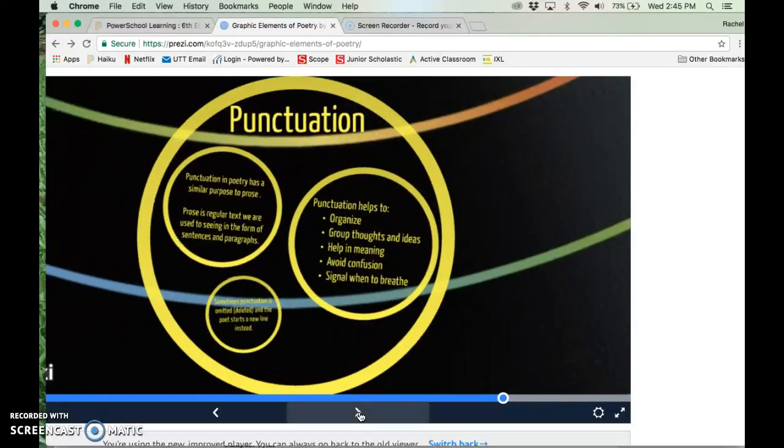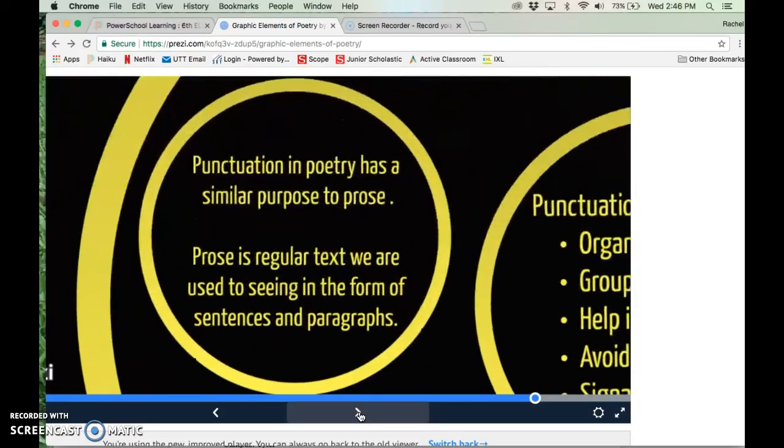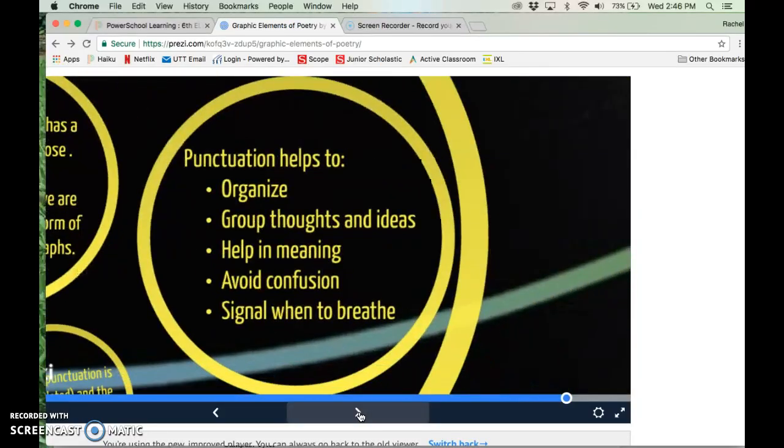Alright, the other thing that we're going to talk about is punctuation. Punctuation in poetry has a similar purpose to prose, in that prose is regular text we are used to seeing in a form of sentences and paragraphs, but we have more freedom in poetry when we use punctuation. So punctuation helps us organize and group thoughts and ideas. It also helps in meaning. It helps the reader to avoid confusion, and then it signals when the reader should take a breath.